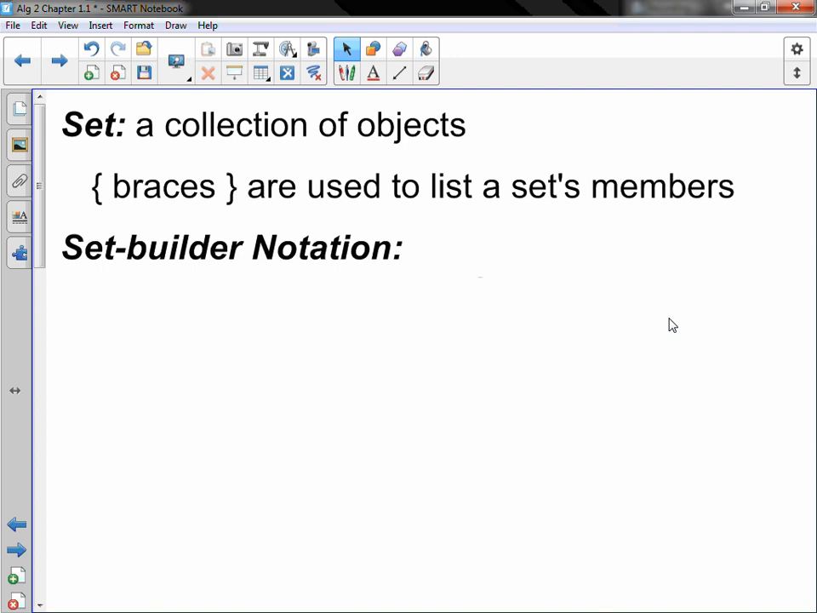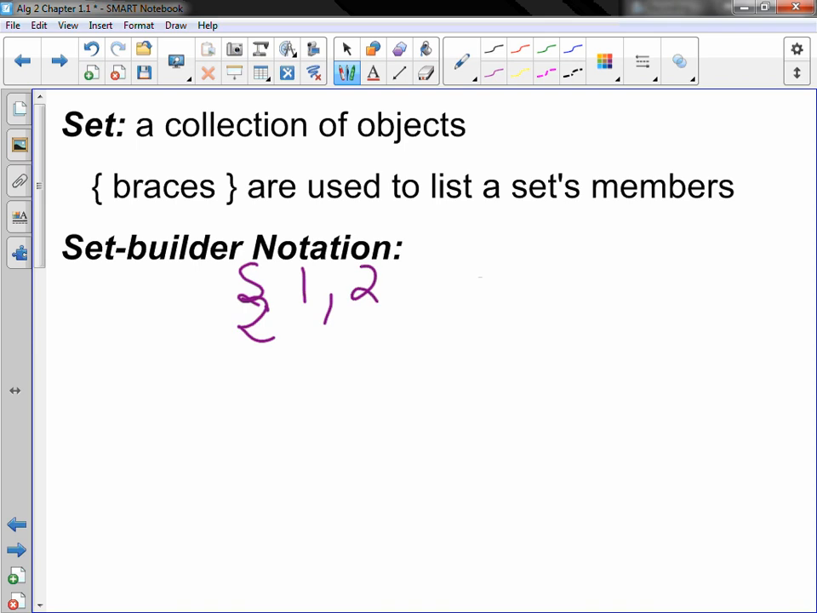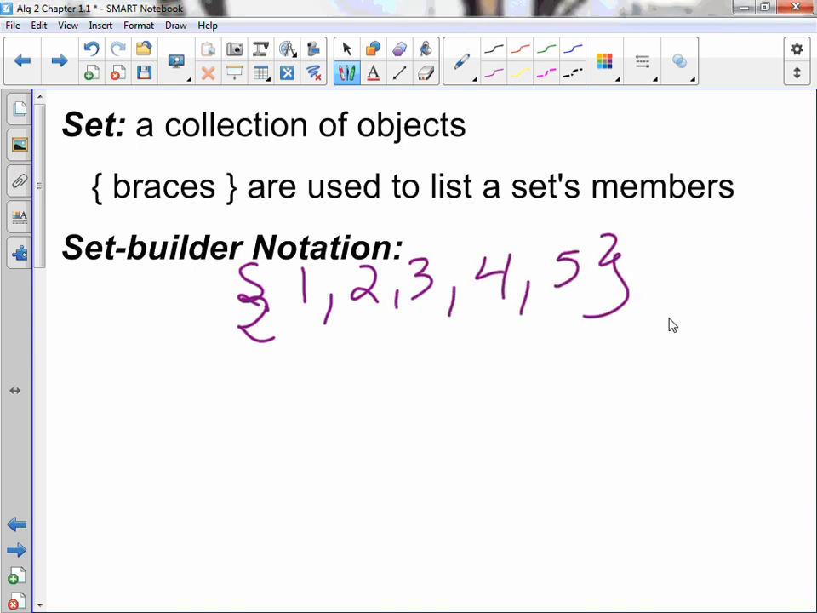Braces are used to list a set of numbers. So when we talk about a set of numbers, we're talking about a finite group. So that could be something like 1, 2, 3, 4, 5. And we'll list them all out.